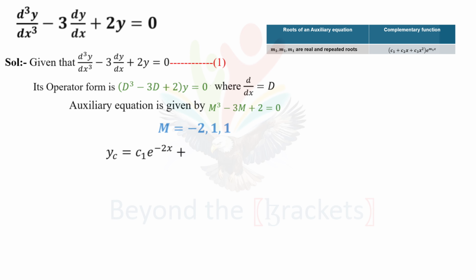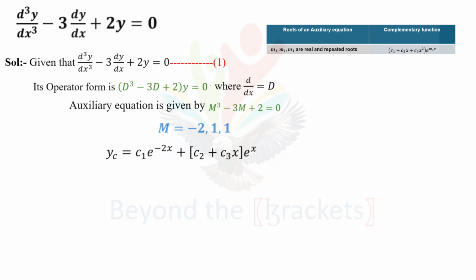For the real and repeated root, m is equal to 1 of multiplicity 2, the complementary function is (c2 plus c3x) into e power x. Here, since m is equal to 1 is repeated twice, that is it has multiplicity 2, we multiply e power x by a linear polynomial in x, that is (c2 plus c3x) e power ax.